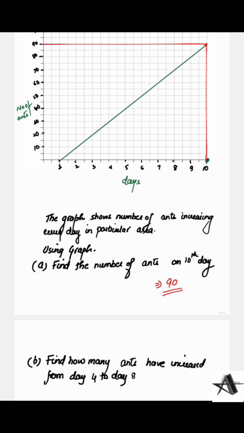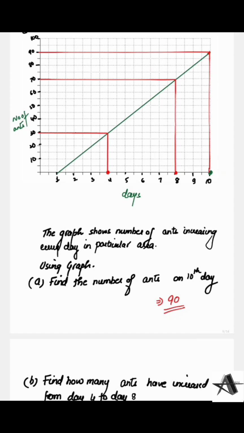It says find how many ants have increased from day 4 to day 8. So what I need to do is calculate the number of ants at day 4. Here, doing the same, draw the vertical line then a horizontal line, and at 8, same, draw a horizontal line then a vertical line will give me the number of ants on the 8th day. Well, it's very easy. If you look at the graph, you can understand that at the 4th day it's 30, at the 8th day it's 70, but still for better clarification, let me draw the straight lines.